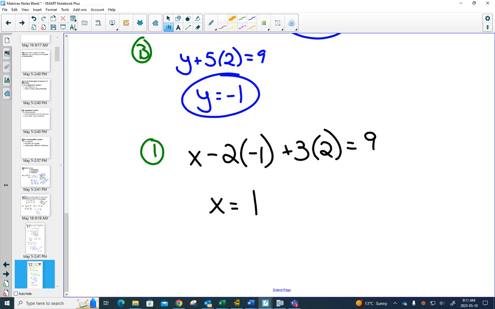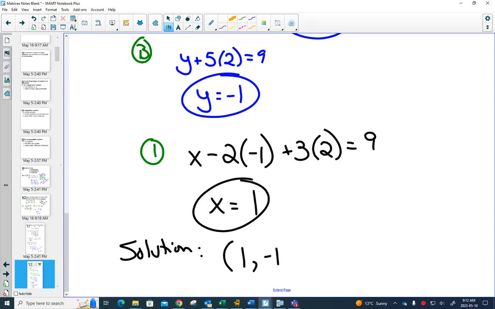Combine your like terms, and you get x is equal to 1. So our solution is 1, comma, negative 1, comma, 2. Right?